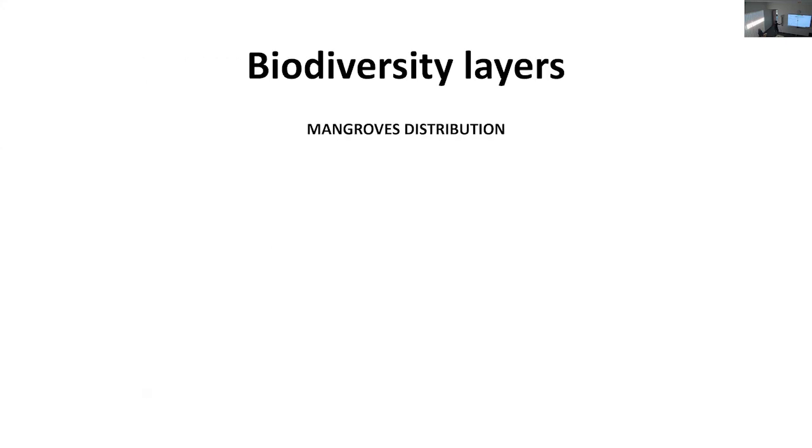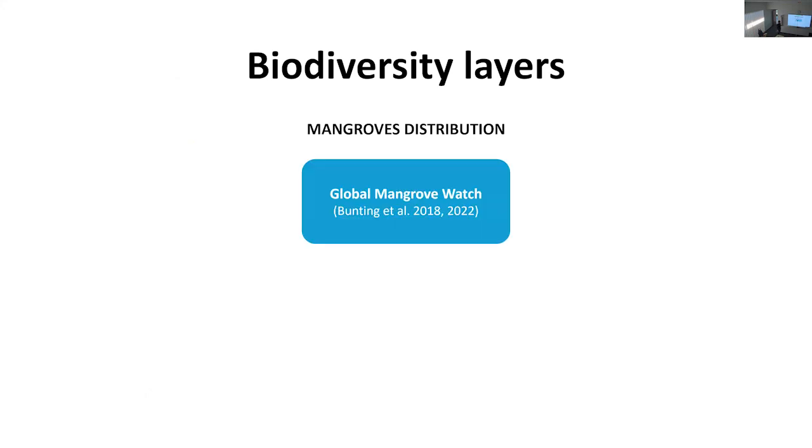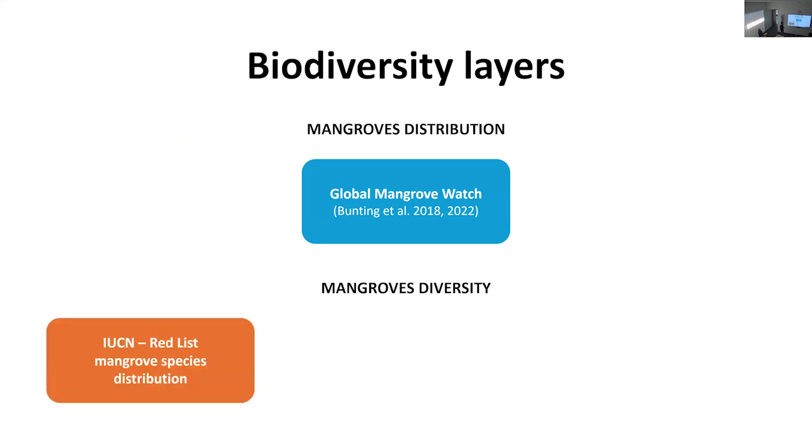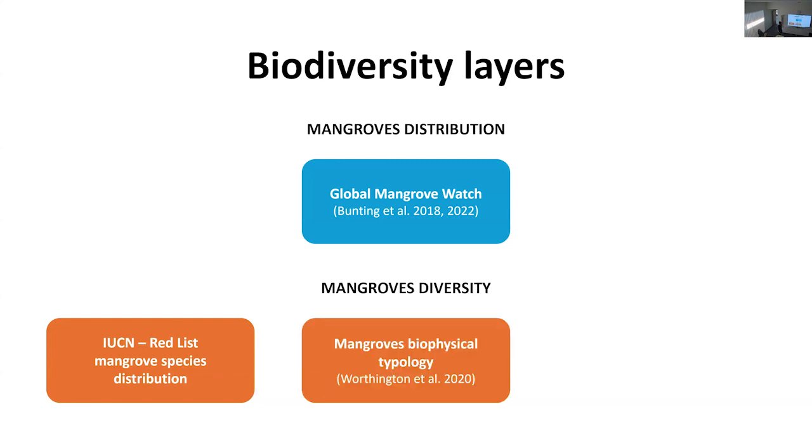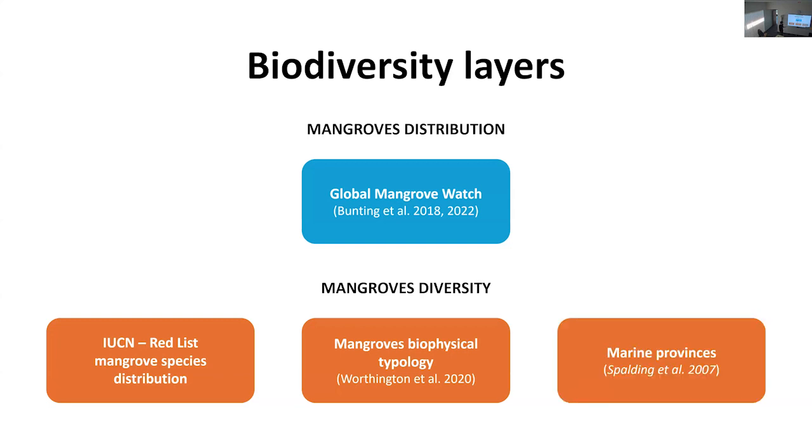In our two studies, now I will present mainly the layers that we used, and then maybe I will go into a bit more detail on the methods later on. We used the global distribution of mangroves from the Global Mangrove Watch, and then some data on mangrove biodiversity, especially the IUCN Red List mangrove species distribution, the mangrove physical typology, and marine provinces for the first study.